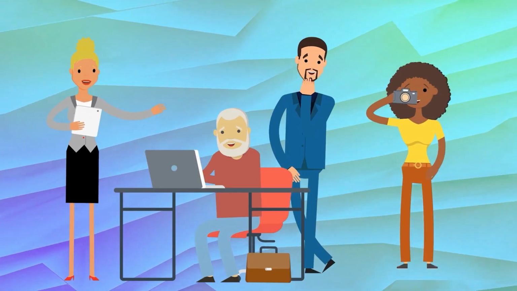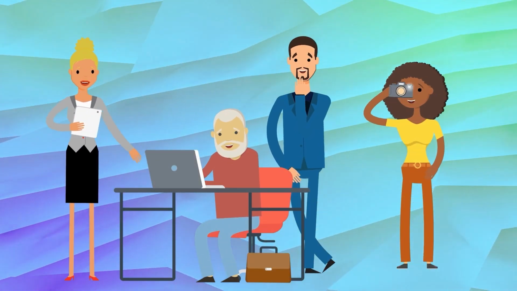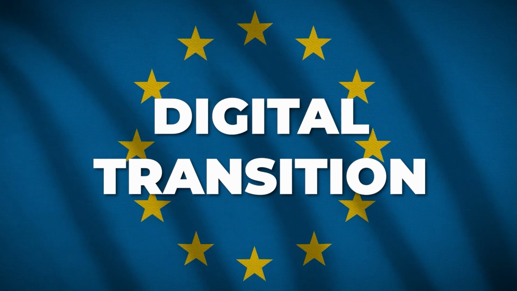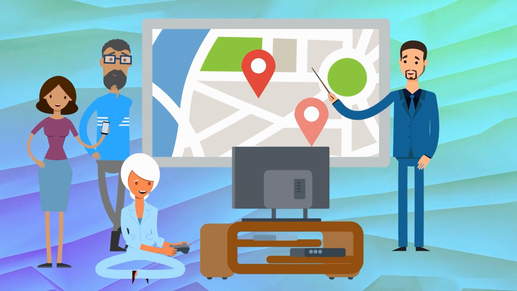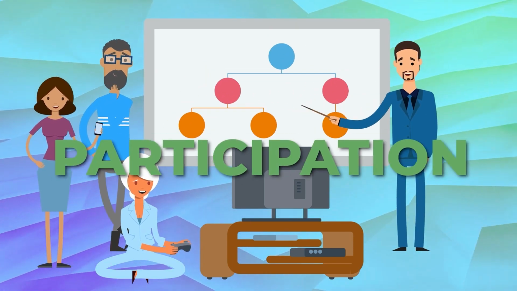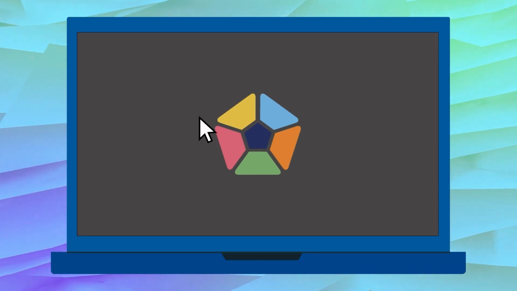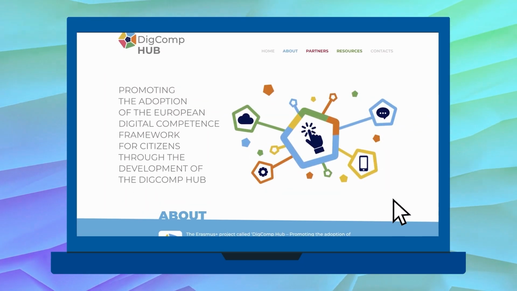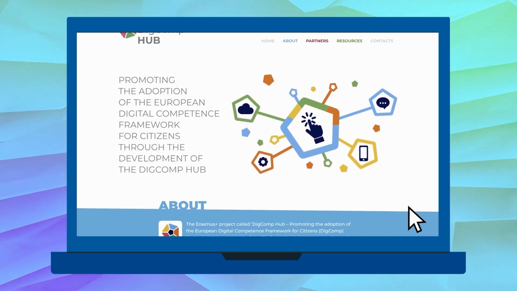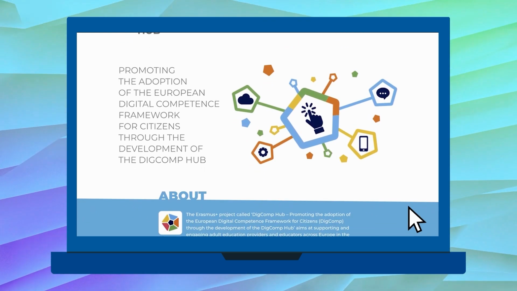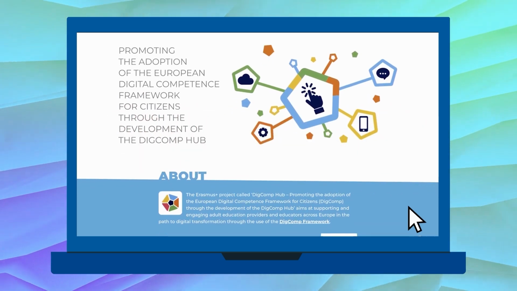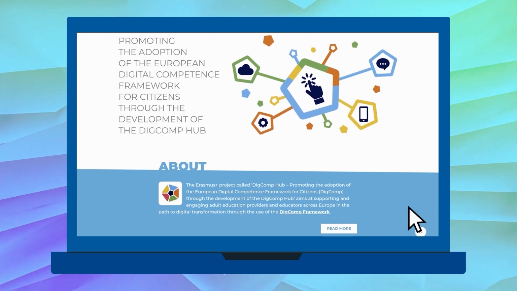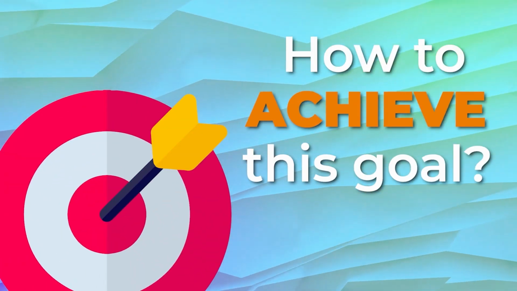The world is changing, and so is the way we work and live. The digital transition is a priority for the European Union, making it essential that citizens have the appropriate skills to access the job market and participate fully in society. The DigComp Hub Erasmus Plus project aims at supporting adult education providers and educators across Europe in the use of the European Digital Competence Framework for all citizens, also known as DigComp, creating synergies among adult educators, policymakers, and other stakeholders. How to achieve this goal?